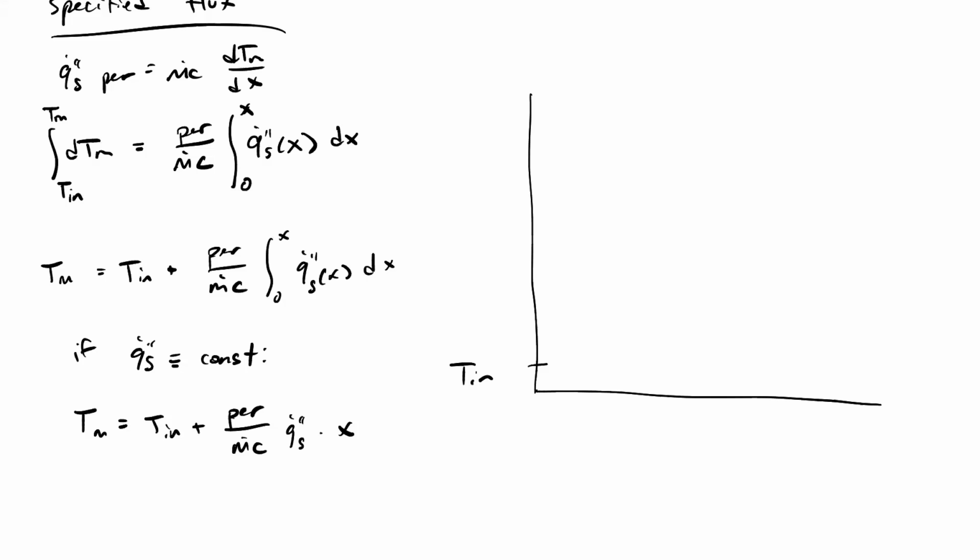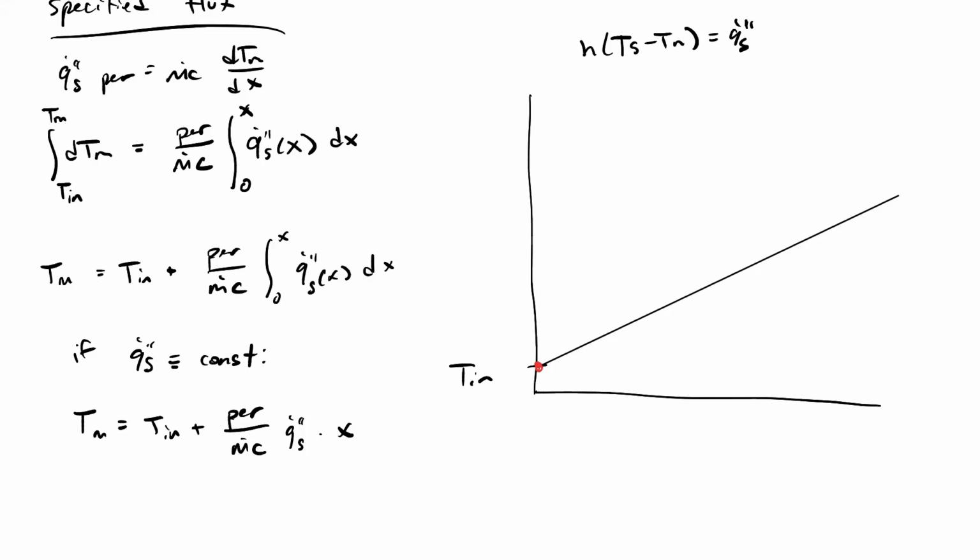That's going to go to increasing the mean fluid temperature. And so the fluid temperature is going to look something like this. You're going to have a linear increase in mean fluid temperature. If I want to get the surface temperature, h times Ts minus Tm is equal to q dot double prime s. So if I have specified a surface flux, that h is actually changing quite a bit as a function of position. It's infinite at the leading edge. That means my surface temperature at the leading edge is going to be the inlet temperature. And then you're going to see a rise.